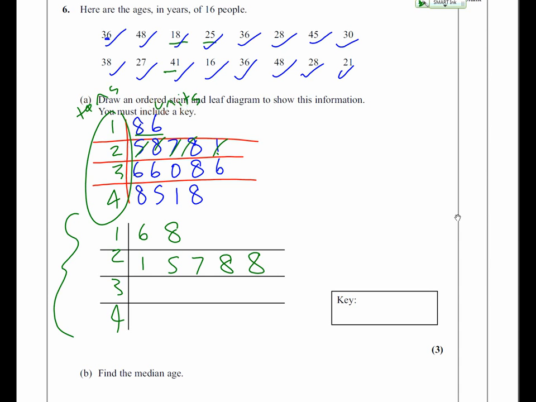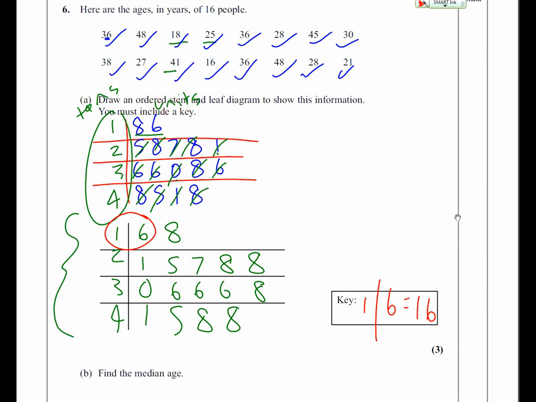Next one, 0 is first, then you've got 3 6s, then you've got an 8. Next one, 1 is the smallest, then you've got 5, then you've got 2 8s, and you just need a key to tell people how to read it. Your best bet is to pick the first one, and if you've got a 1, a line and a 6, that just means 16, your tens and your units.